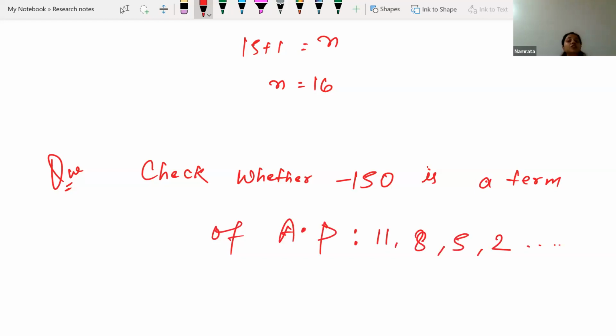If we have to check whether this term is there in this AP or not, because you can see the AP is getting smaller. So 11 to 8, 8 to 5, 5 to 2. So there is a chance that we will have negative numbers, and among those negative numbers we can have minus 150. We cannot have minus 150. It depends. How can we check it?